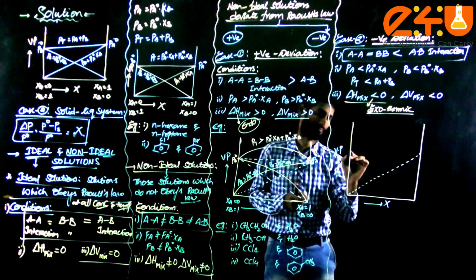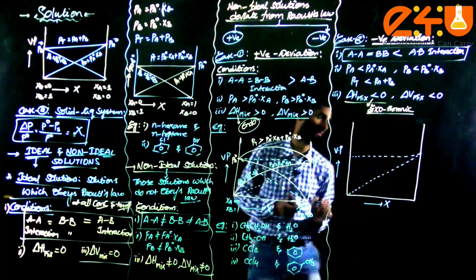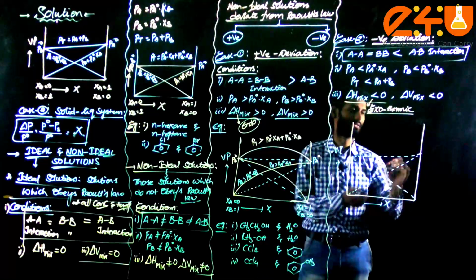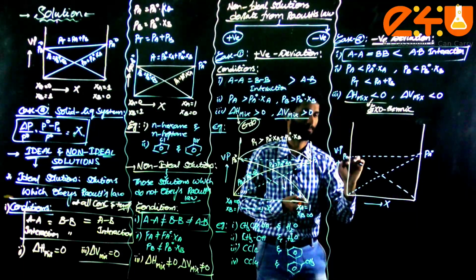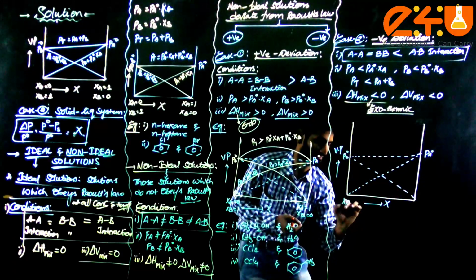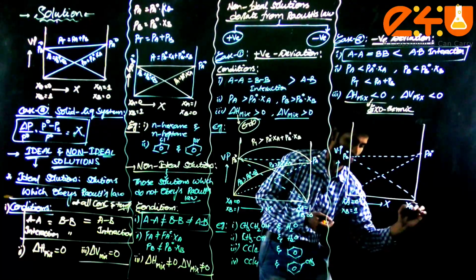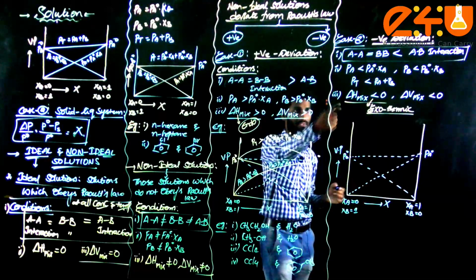Now initially I am writing the ideal solution. I can mention here, this is PA naught and this is PB naught. I can consider this is XA equal to 0, XB equal to 1, dear students. Here XA equal to 1, XB equal to 0. Understand? Next one, negative deviation.